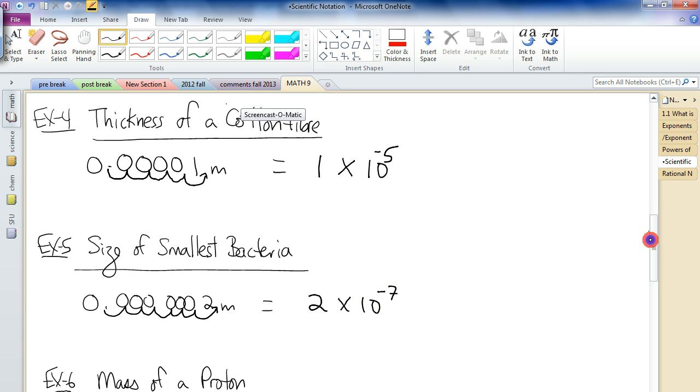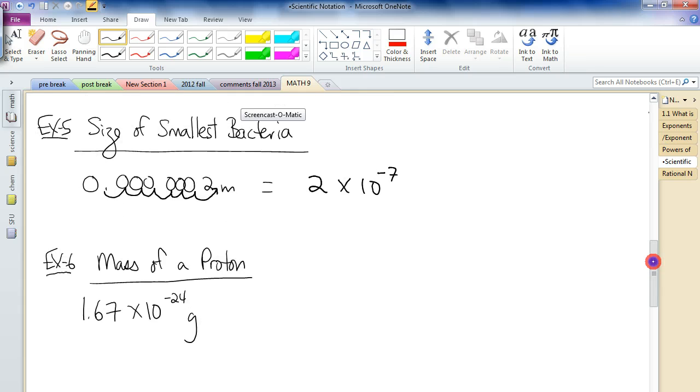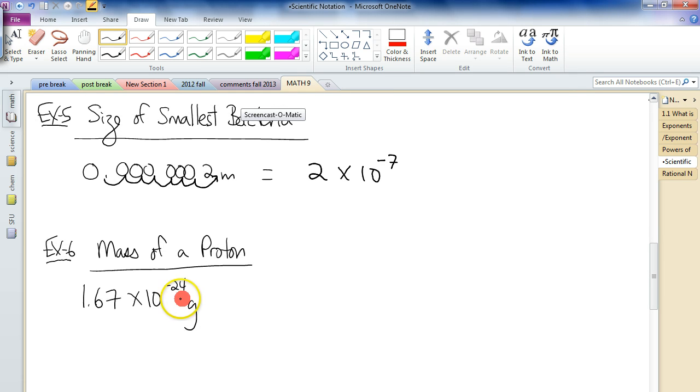What about the mass of a proton? The mass of a proton has been found to be this. So now we want to take it from scientific notation into standard notation. It was the same thing as before, but do realize with that negative exponent, that means we're going to have to move the decimal spot to the left many times. So what I'm going to do is move it 24 spots to the left.